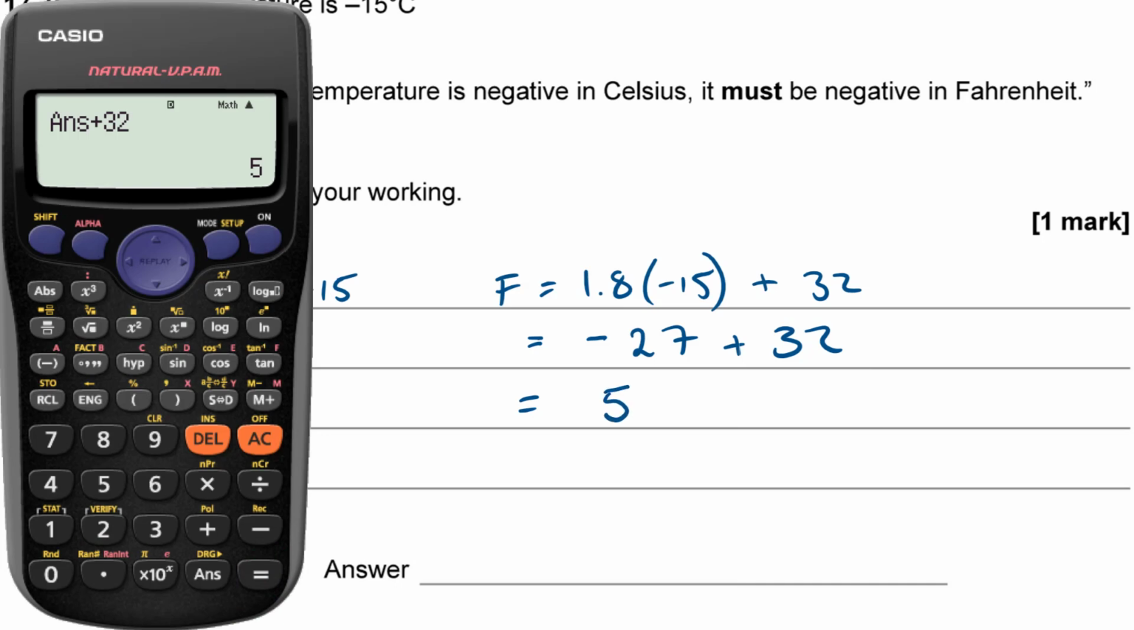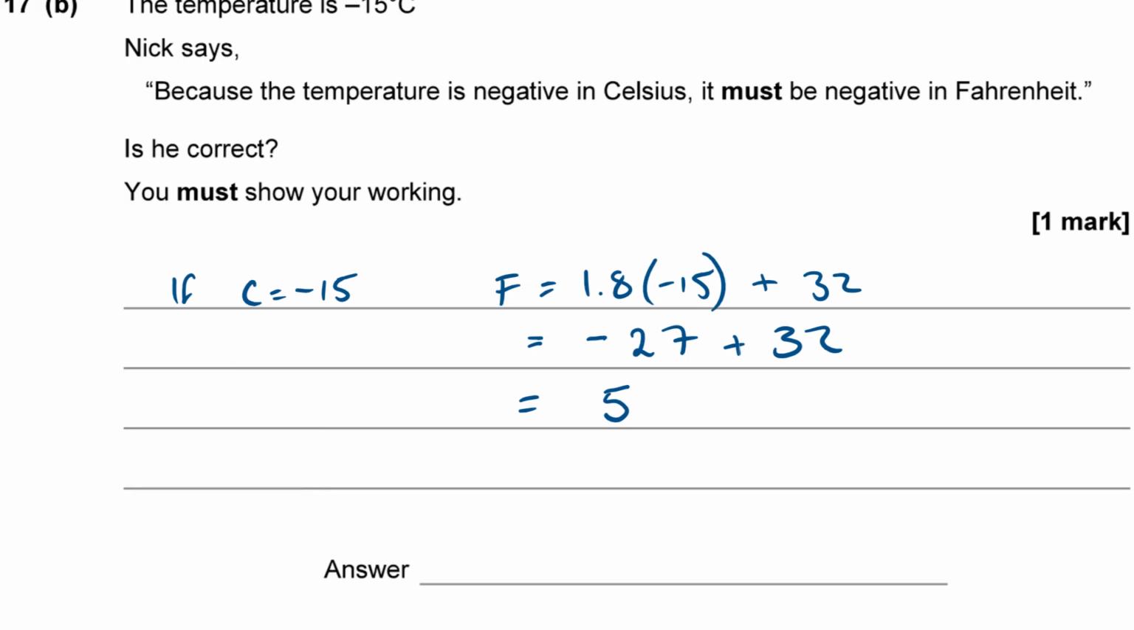So in this case, Celsius is negative and Fahrenheit is positive. So Nick is not correct. He is not correct.